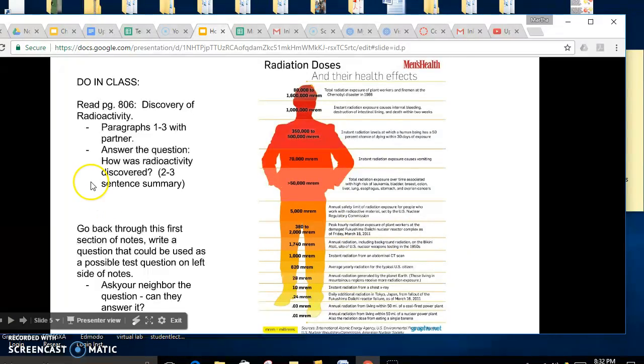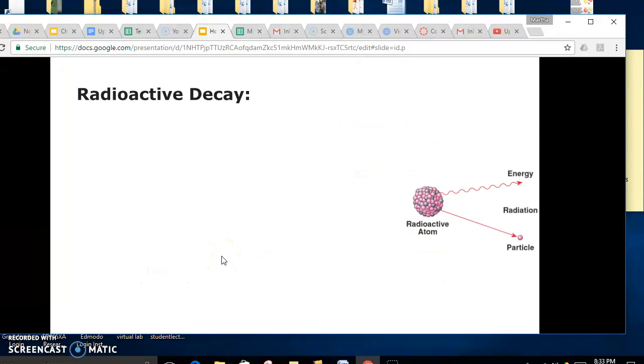You will also notice this over here says do in class, so we're going to read page 806 in class and go through these paragraphs and perform these activities. We are also going to go through and review and highlight and chunk our notes and ask a question. So we will do this in class, and you will get a diagram like this in class. But there are some questions on the quiz pertaining to this particular diagram. So make sure that you familiarize yourself with it.